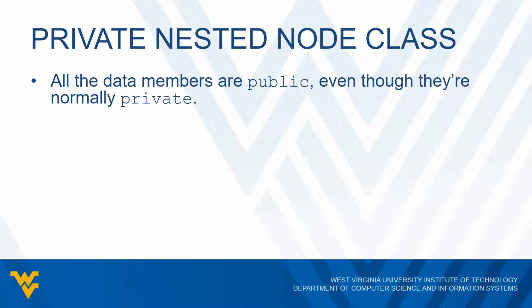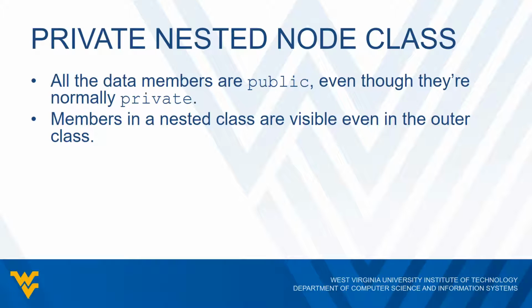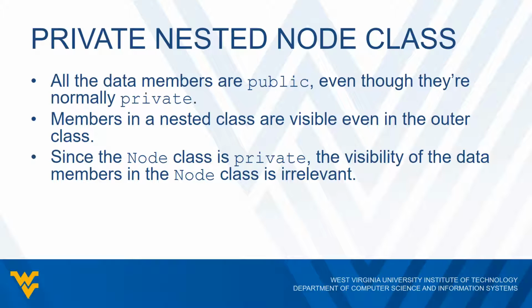You may have noticed something odd about the reference variables in the node class, in that all the data members were public. Normally they're private, but this is not a typo. This is intentional. And this is because the members in a nested class are visible even in the outer class. So our outer class is still going to see those members inside of the node class. And because the node class was private, it actually really doesn't matter if we make the members private or public, because none of the classes outside of the myLinkedList class can even see it in the first place. So we just decided to make it public because we could.